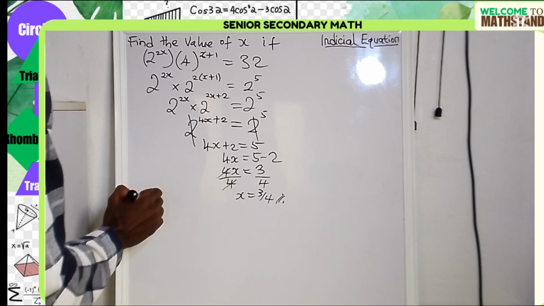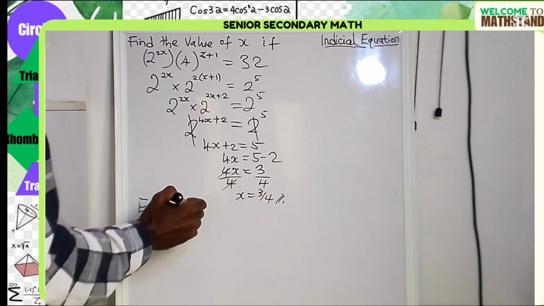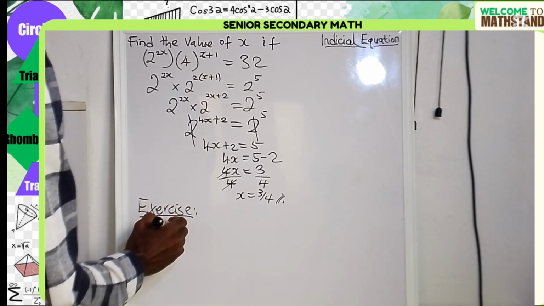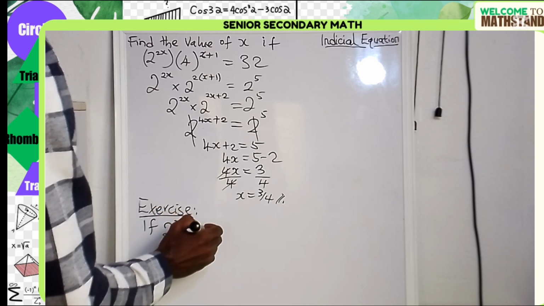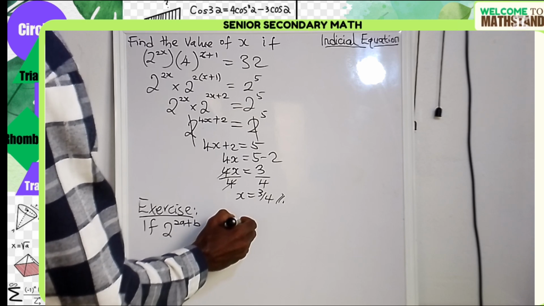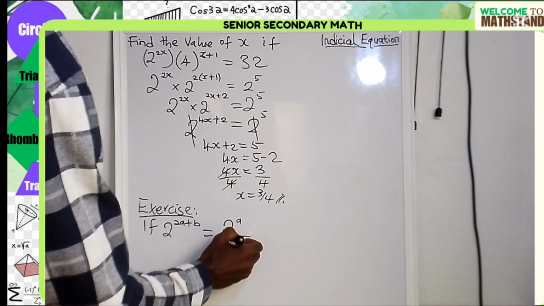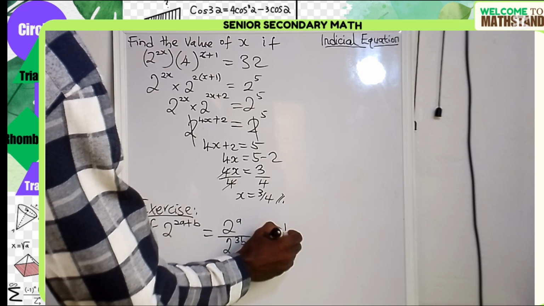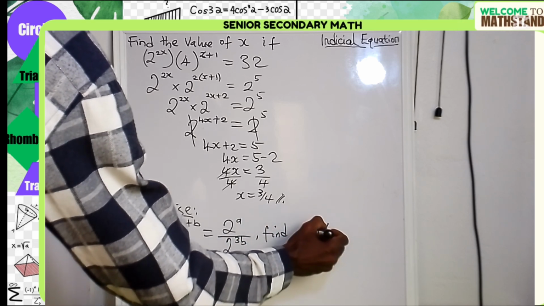So let's solve this, the exercise for today. The exercise is: if 2 raised to the power of 2a plus b equals 2 raised to the power of a over 2 raised to the power of 3b, find a in terms of b.